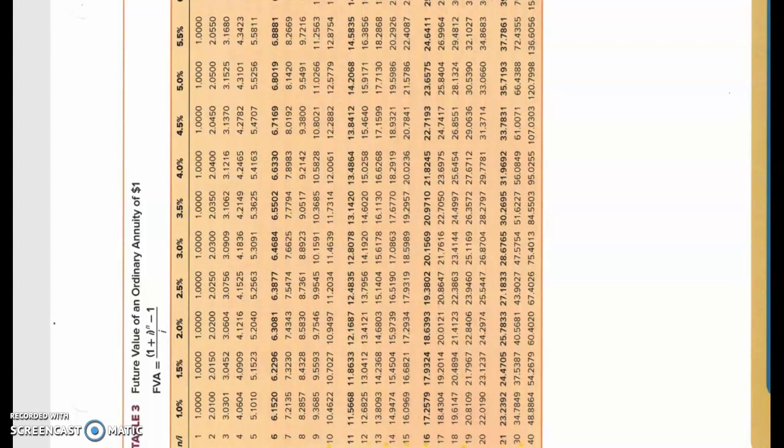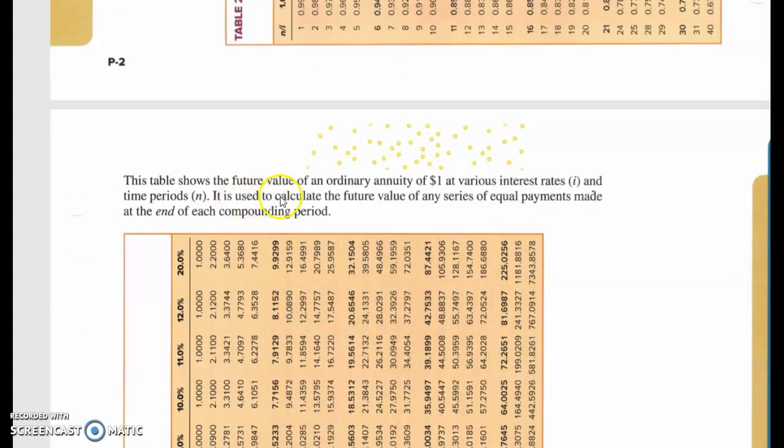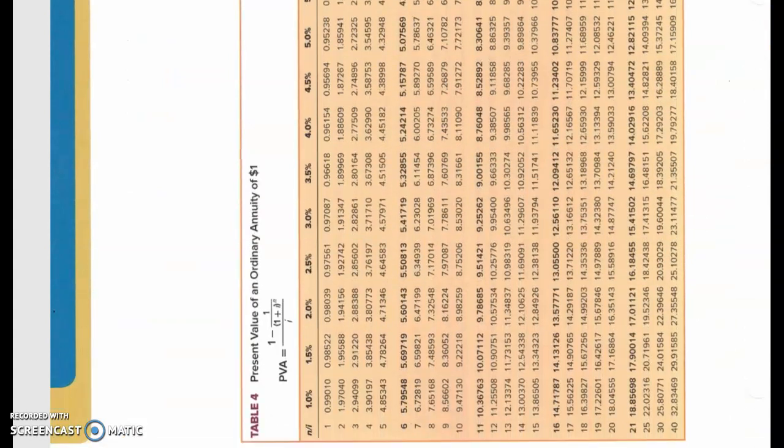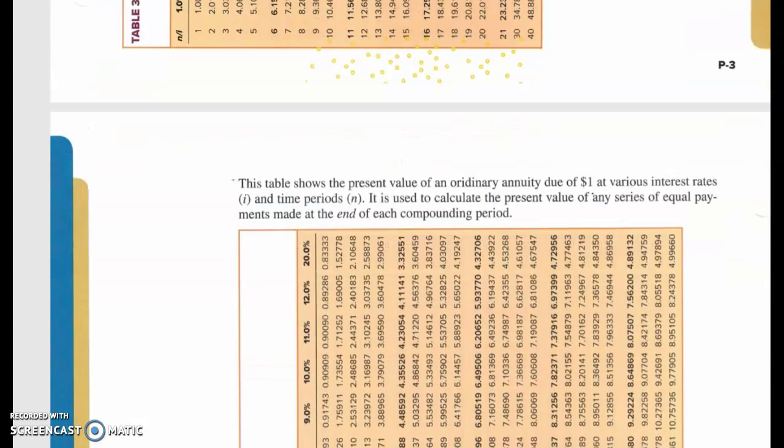And that table is used to calculate the future value of any series of equal payments made at the end of a compounding period. Table 4, present value of an ordinary annuity. If you look up to the top here, it says that you should use Table 4 to calculate the present value of any series of payments made at the end of a compounding period.